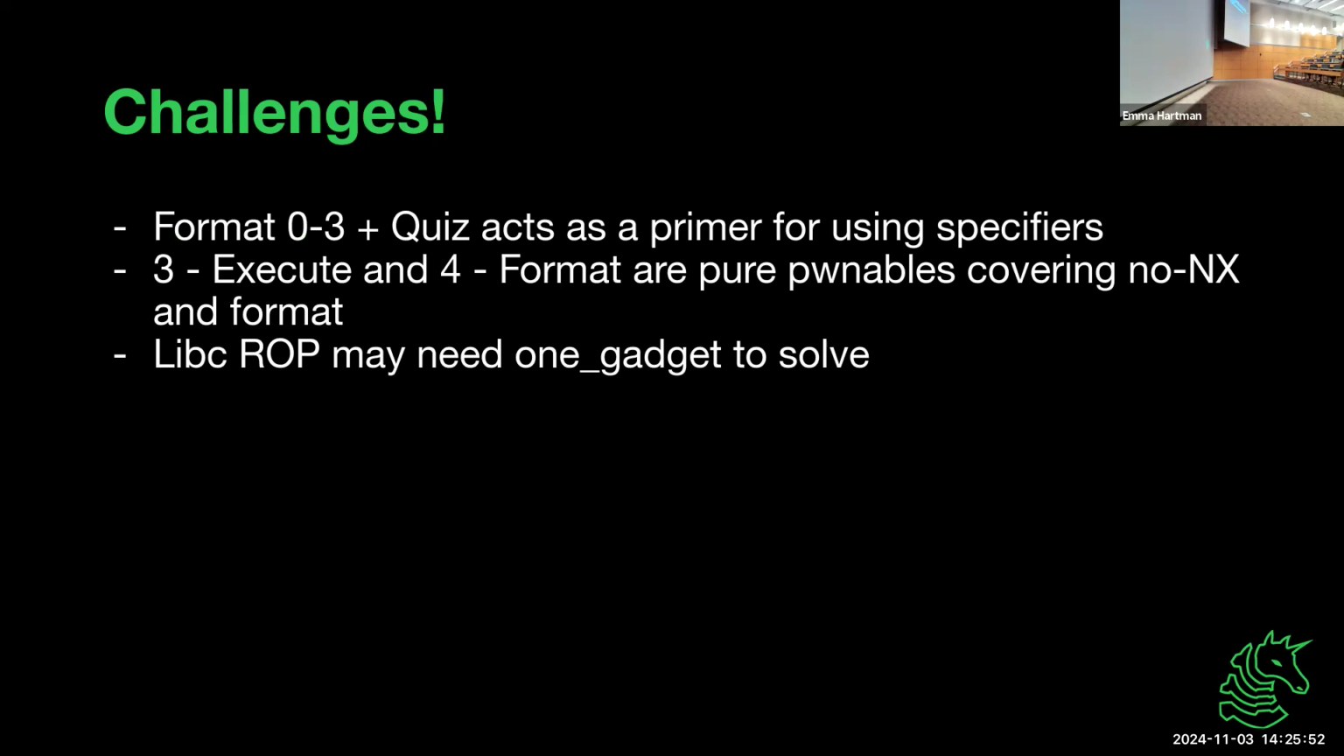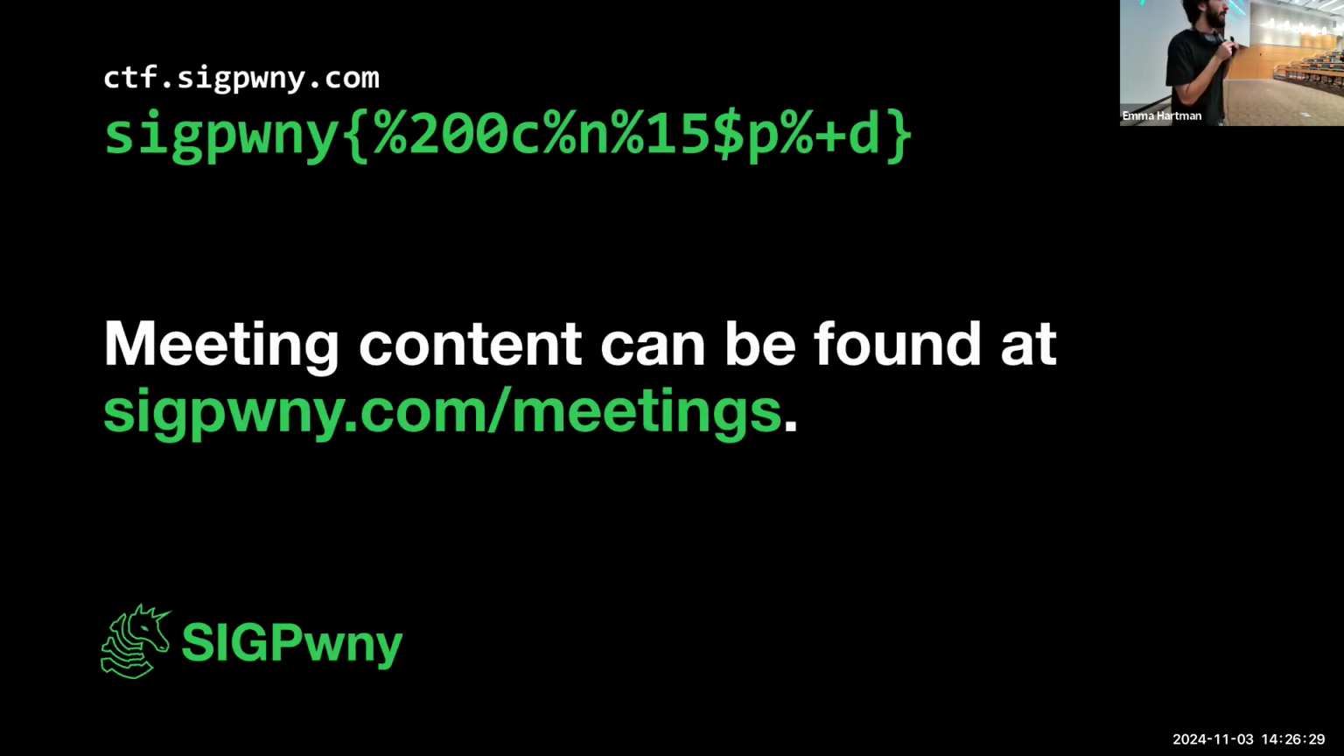Challenges. So I kind of revived most of the archives related to printf. Format 0 through 3 is just using format specifiers to do interesting things. Execute is a shellcode writing challenge that has NX off, but format has NX on, I believe. libc ROP will probably need OneGadget to solve correctly. So be ready. These are on the harder end. These are just available and pertaining to this meeting. And of course, our meeting files.